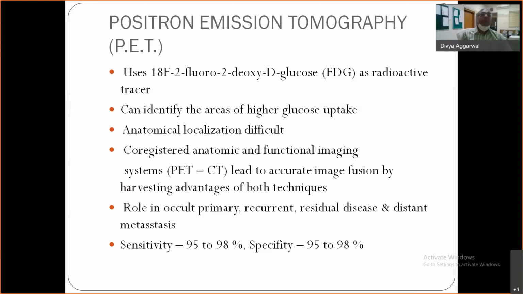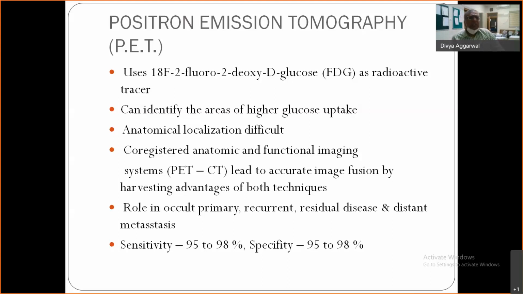So it uses 18-fluoro, 2-fluoro, 2-deoxy-D-glucose as radioactive tracer. You need to know the full name. Recently, there was a question in the OSCE, and many people did not do well in the OSCE. They could not name it, and they lost marks. So you should know the full name of this compound, which is used as the tracer for this investigation. It can identify the areas of high glucose uptake. You know the principle: the cancer cells, the metastatic cells will have a higher glucose uptake, and that is caught by the PET.